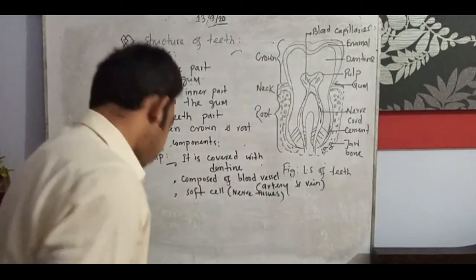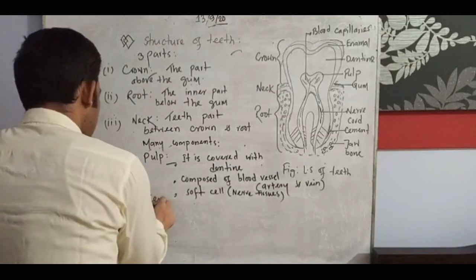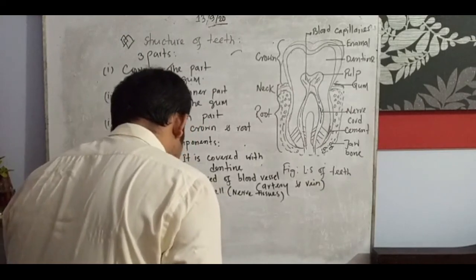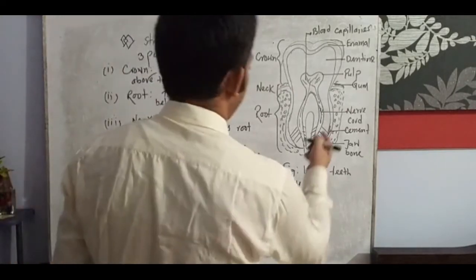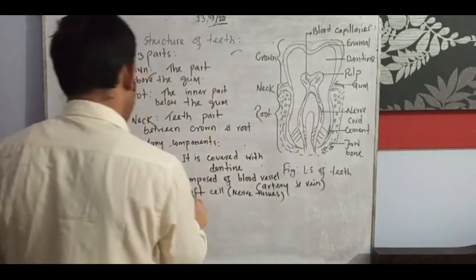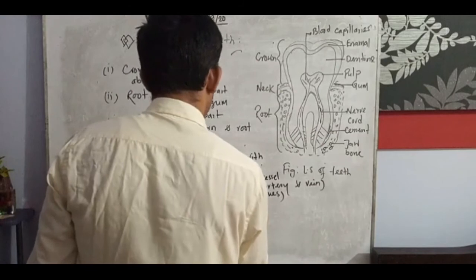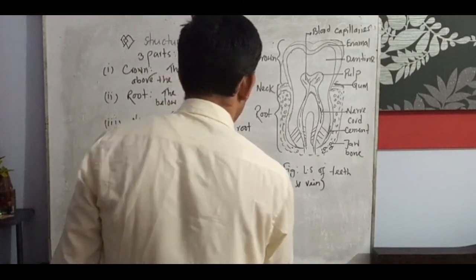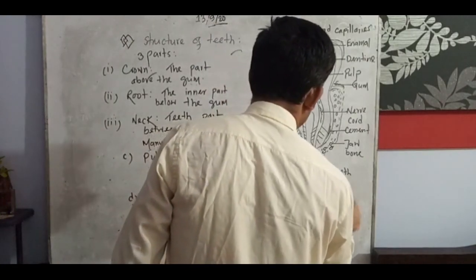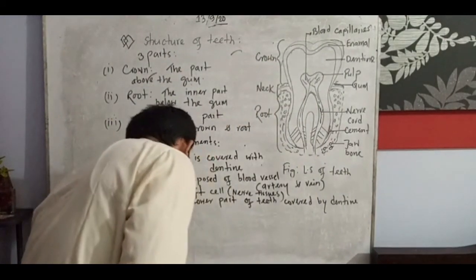Now we understand the pulp. And number four is the cement. Cement is number four. The main part of the tooth, dentine, is covered by this thin covering. That means where is the cement? Look at here, in the lower part of the teeth, covered by dentine, and it attaches to the gum.